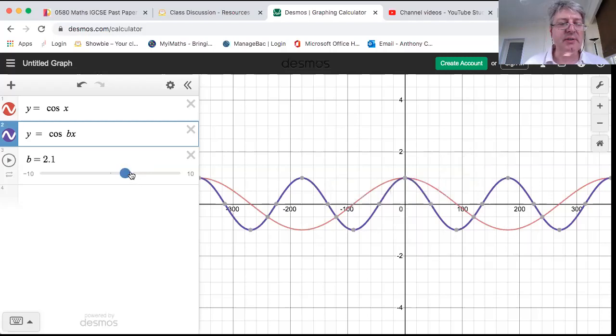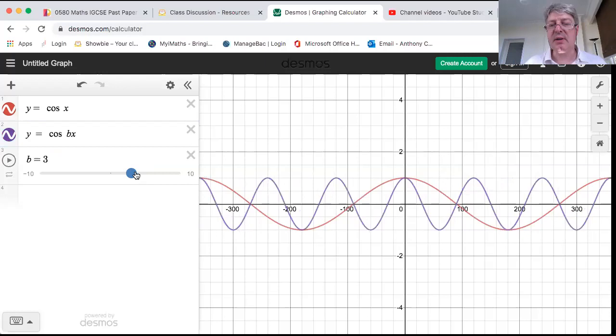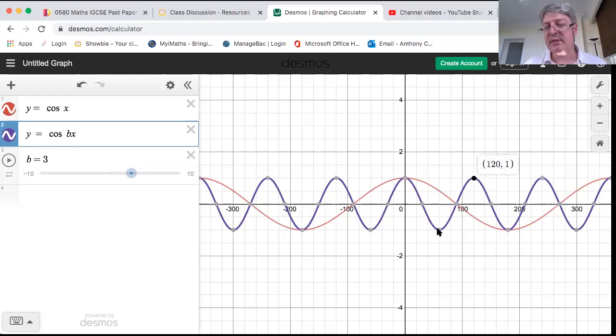So let's change it to 3, and we would expect a stretch by a scale factor of 3. So now we're going to get 3 waves, 1, 2, 3. So there are 3 full waves in the 360 degrees. So we're dividing 360 by 3, and that's 3x. So 360 divided by 3 is 120. Every 120 degrees, we're going to get a full cycle. So there's the peak. That will be at 120 degrees. So that's a full cycle. Then another full cycle takes us to 240, and then another full cycle takes us to 360.